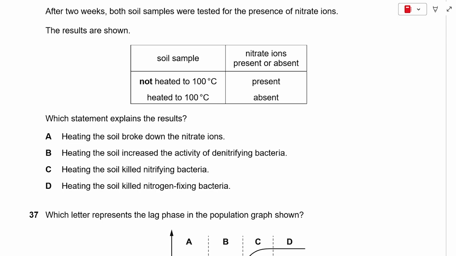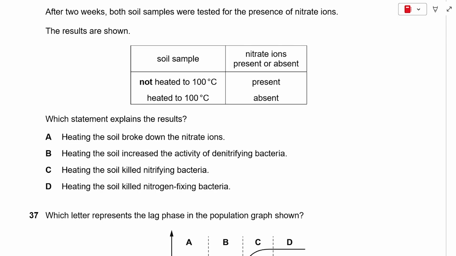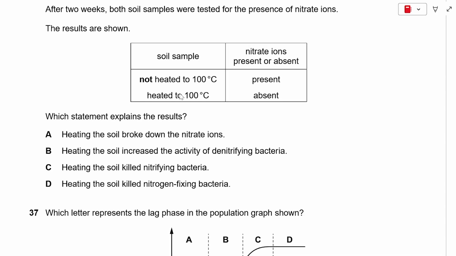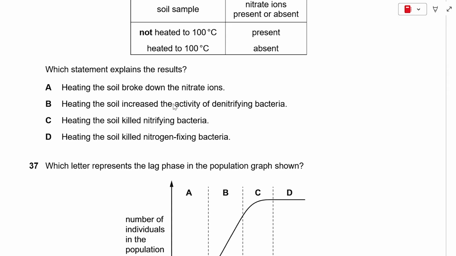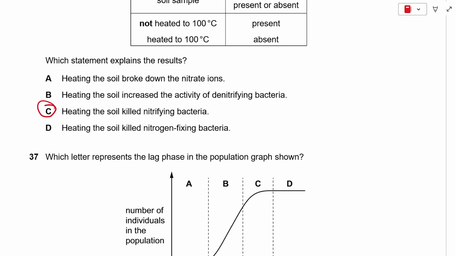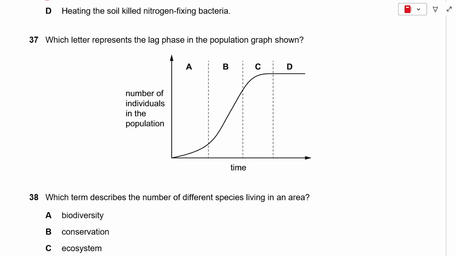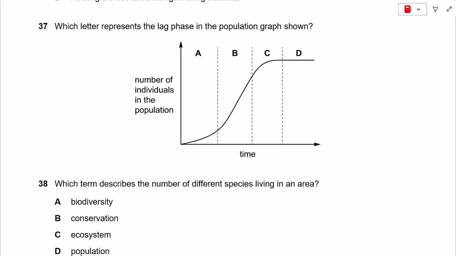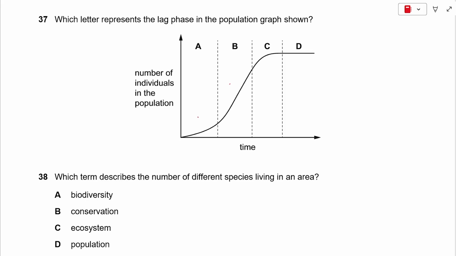It killed nitrifying bacteria, hence the ammonium was not broken down to what? To nitrates for a soil that was heated to 100 degrees. So our choice will be C. Number 37 says, which letter represents the lag phase in a population graph shown? So A here is lag phase, B this is exponential or log phase, and then C, D, it's going to a stationary phase, and at a point which is falling down there is going to be the death phase. Alright, so lag phase is definitely represented by letter A.